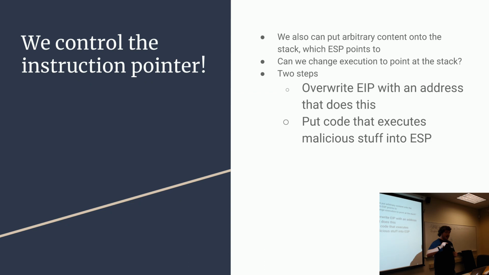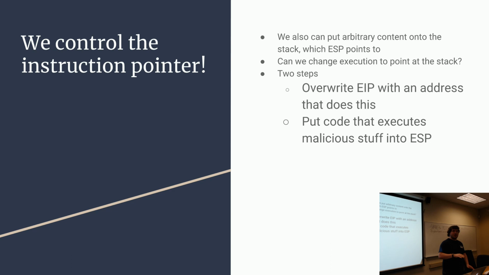This takes two steps. First, we're going to overwrite EIP with an address in the program that already does this so that the program will jump to that part of code and then run that instruction. Then we're going to put code that executes malicious stuff into ESP. It's the shellcode that I was talking about before. You'll see it in a little bit, but this program is really simple.